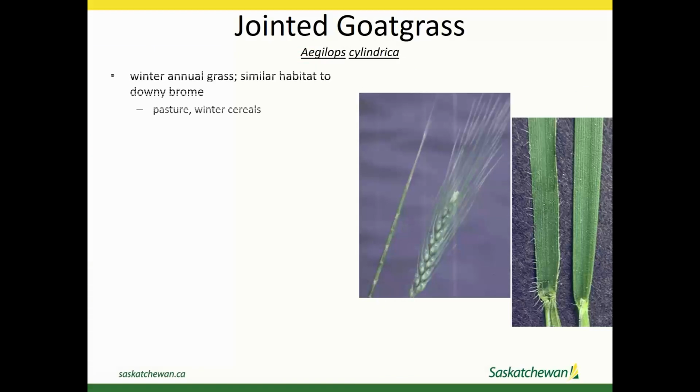Jointed goat grass. It's a winter annual grass that has a similar habitat to the annual bromes. So it can grow in either pasture or winter cereals typically. It looks very similar to a wheat plant, and so that right-hand picture there is jointed goat grass next to wheat. And so the way that you distinguish it from wheat is that it's got those fine, evenly spaced hairs on the edges of the leaves, whereas wheat doesn't have those hairs.